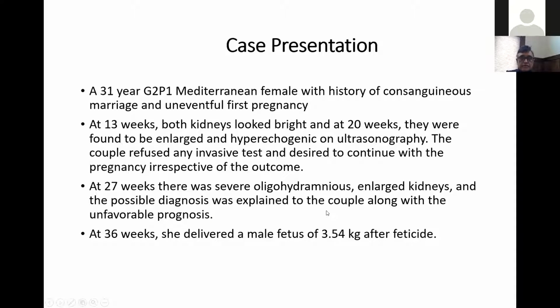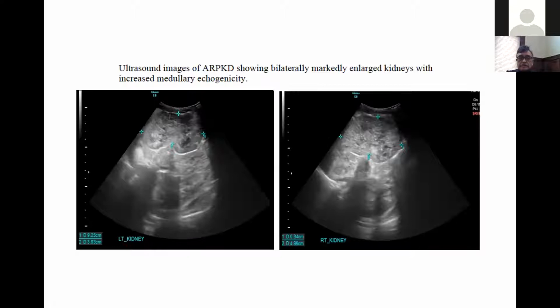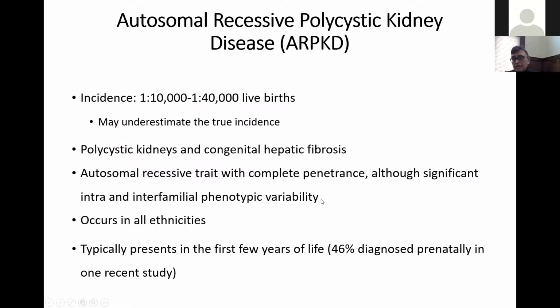So this is a 31-year-old G2P1 Mediterranean female with a history of consanguineous marriage and an uneventful first pregnancy. At 13 weeks, both kidneys looked bright. At 20 weeks, they were found to be large and hyperechoic, and at 27 weeks there was severe oligohydramnios. Again, consider the role of cyst appearance, associated genetic abnormality, and what the clinical presentation is. The ultrasound image shows bilateral, markedly enlarged kidneys with increased medullary echogenicity, and this was ARPKD.